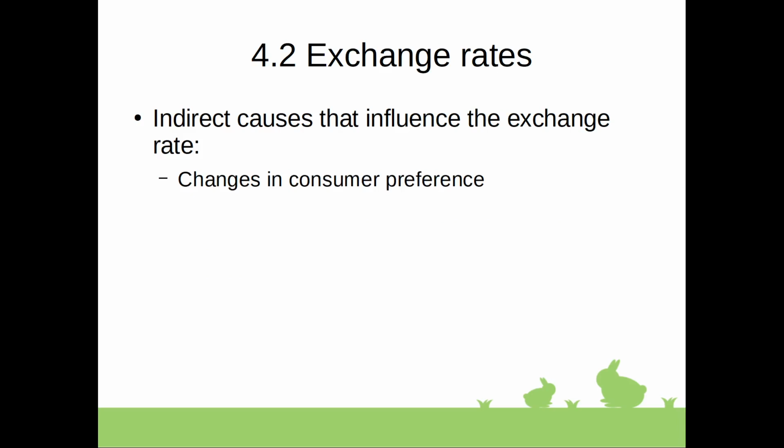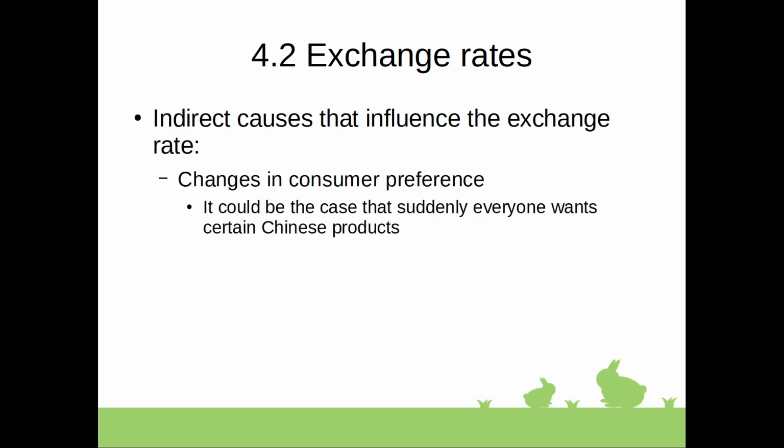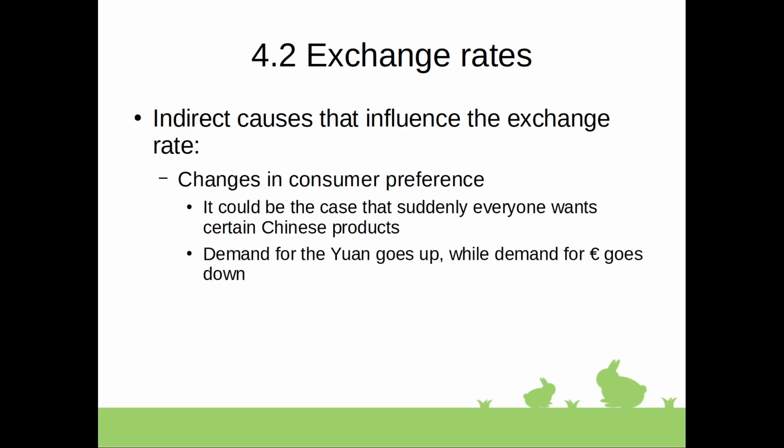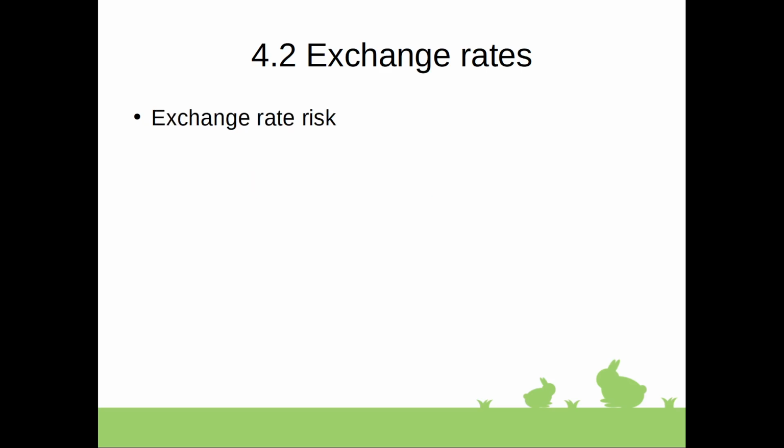Over here, we have the final one, a change in consumer preferences. Imagine suddenly everyone is interested in Chinese products, perhaps because they're cheaper. So the demand for the Chinese currency goes up, the demand for the euro goes down. We get the same graph again, and the rate will go down. Nothing too special about that.